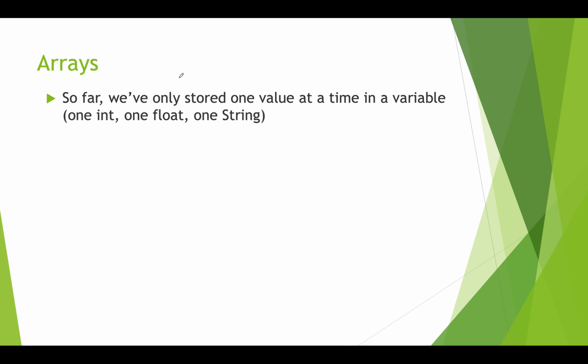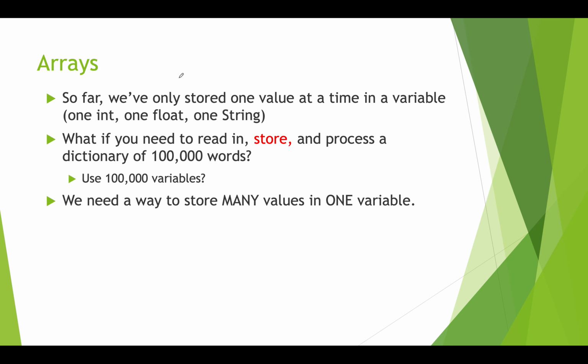So far, when we've talked about variables, we've only been able to store one value at a time in a variable, maybe one integer, one float, one string. And that works fine, but what if we need to read in or store or process a dictionary that's got 100,000 words in it? Would we want to use 100,000 variables? That would be really inefficient. We'd have to come up with 100,000 unique names for those variables. It would just be a pain. So we need a way to store many values in one variable.